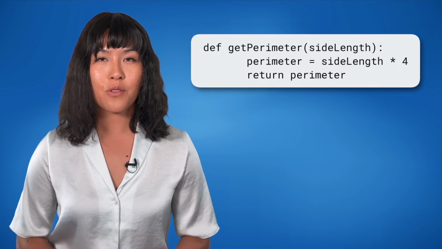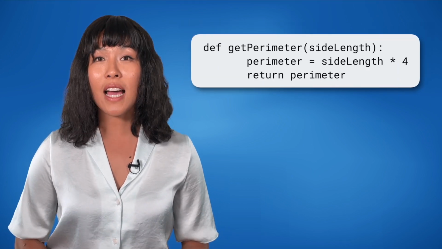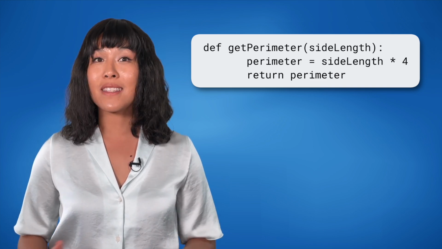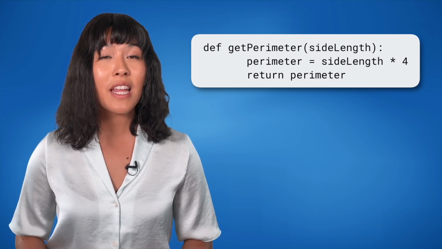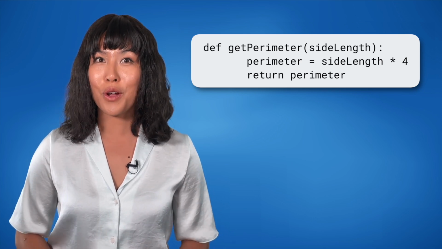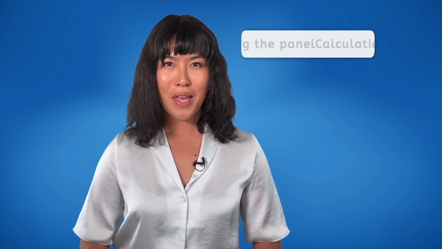We define the function getPerimeter with side length as the parameter. In the function body, we multiply side length by 4 and store that in a variable named perimeter. Then we return the variable perimeter. By defining these helper functions, getArea and getPerimeter, we can easily reuse them whenever we need to perform similar calculations, making our code more efficient and maintainable.